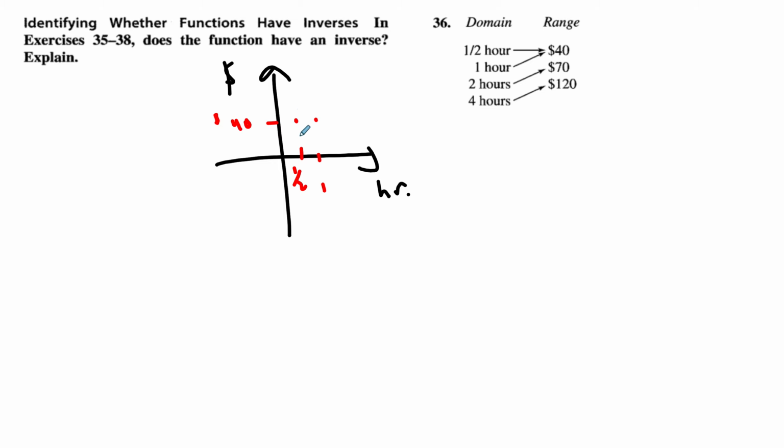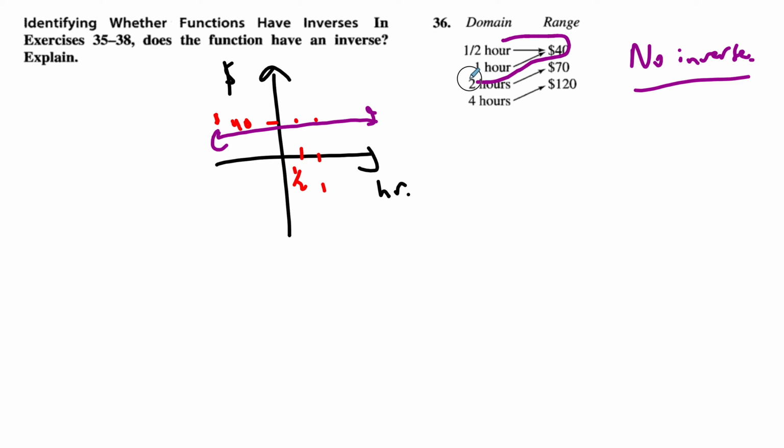And we know that 1 hour also gets us $40. Now looking at that, that's still a function because it passes the vertical line test, but if you were to draw a horizontal line, it fails because it's going to hit twice. So does this have an inverse? No, it does not. No inverse because it's not 1 to 1. And the problem is that these two values of the domain are mapping to the same value in the range.